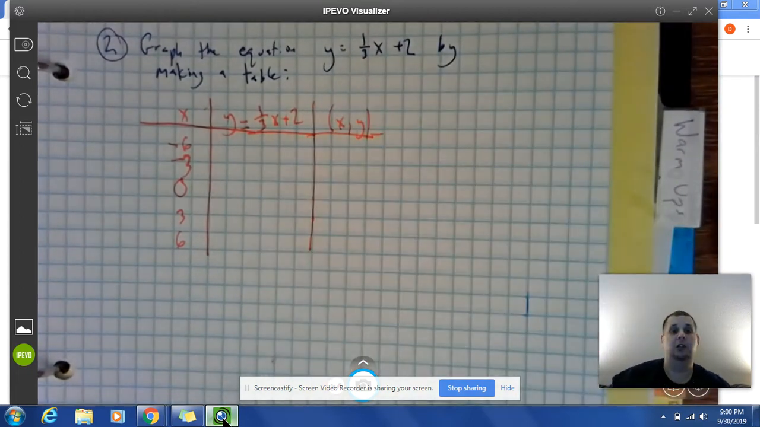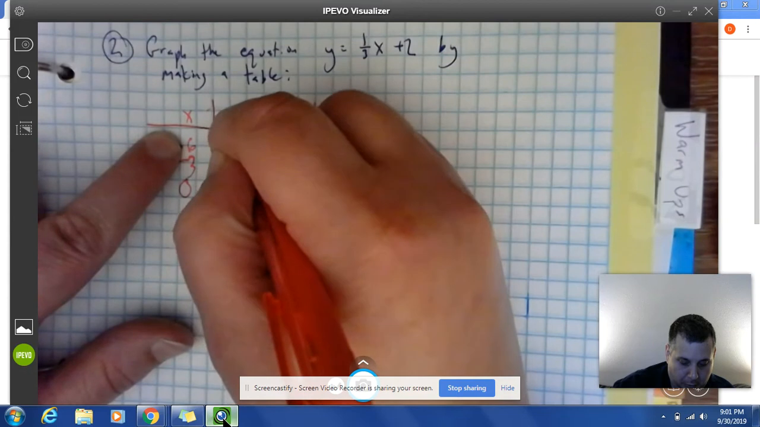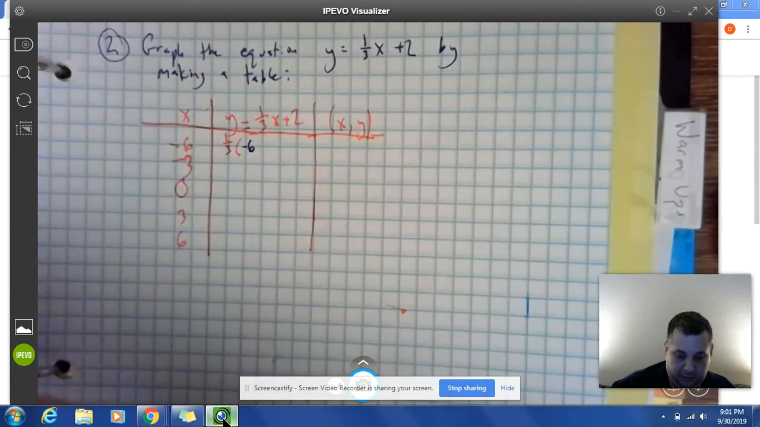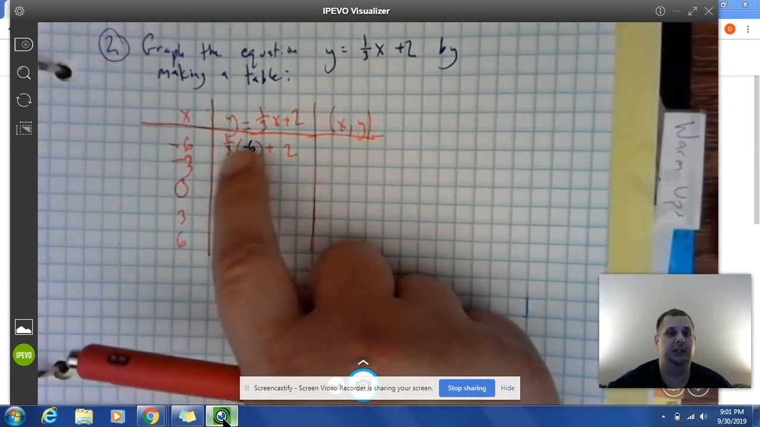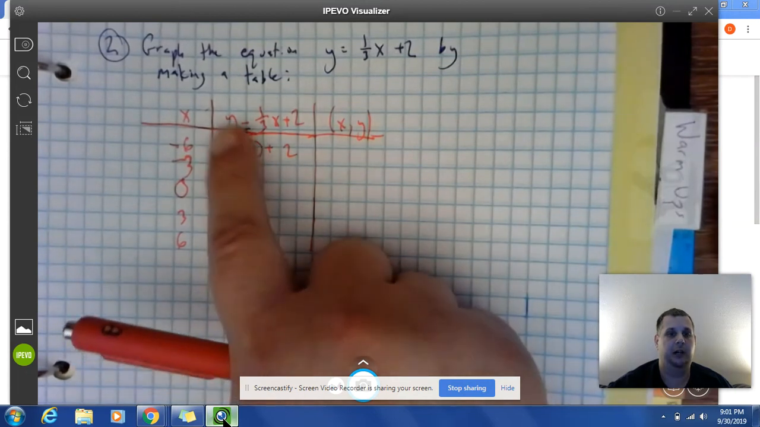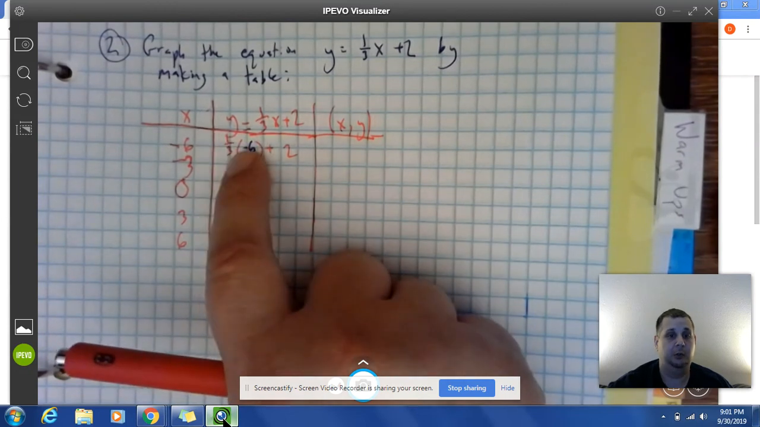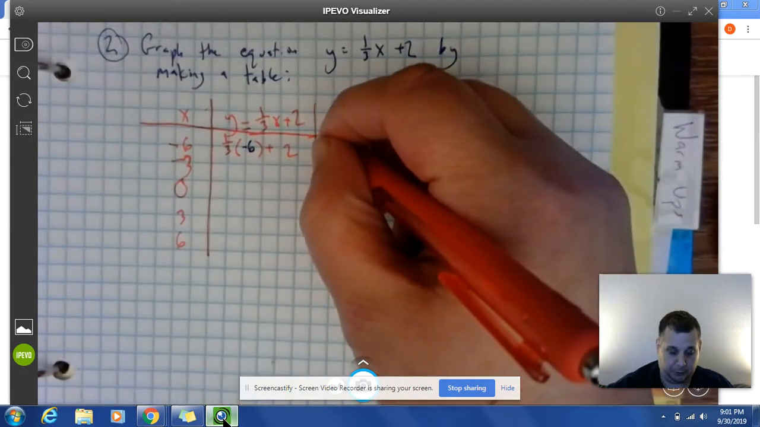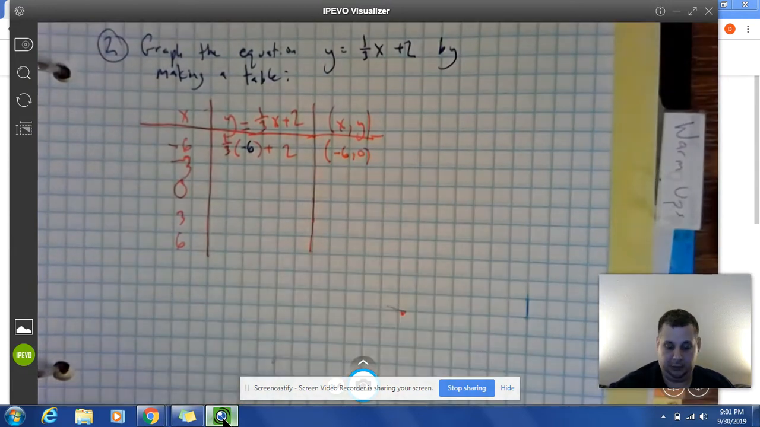Okay. So that means plug in -6, so 1/3 times -6 plus 2. So 1/3 times -6 is -2. If you remember that trick I showed, divide and multiply. -6 divided by 3 is -2. -2 times 1 is -2. And -2 plus 2 is, guess what? 0. So our first point is -6, 0.